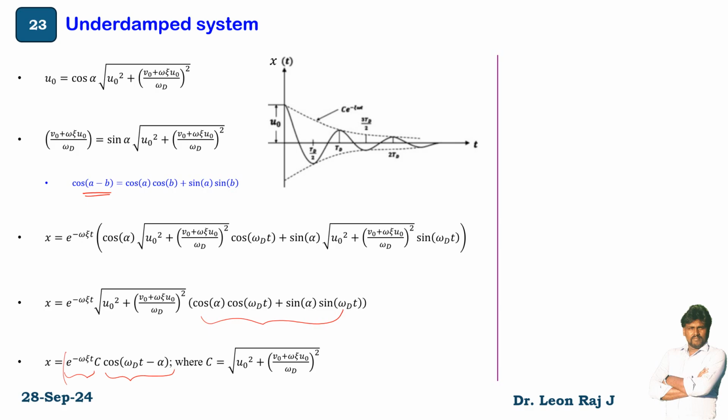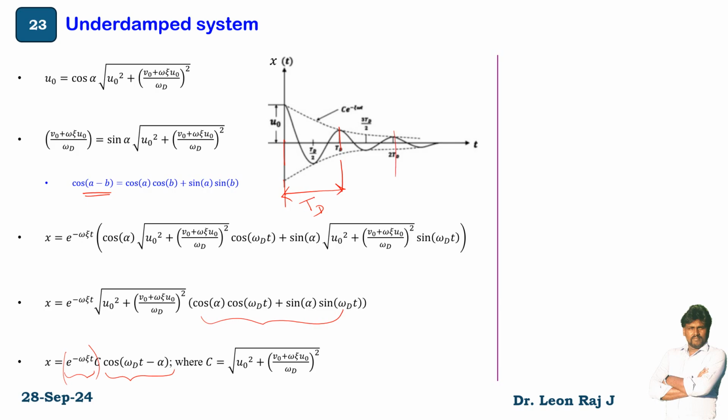So this term e power minus psi omega t is there. This is the term which makes this response tend to 0. So you can see the response here. U0 is the initial displacement, the y-axis is the displacement, the x-axis is the time period, and this completes one cycle. So this one vibration is the time period Td. The mid of these things is nothing but Td by 2.